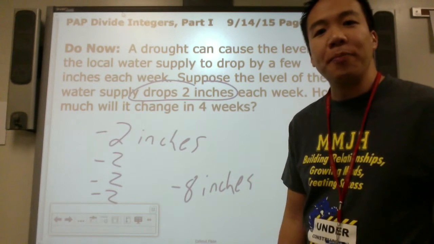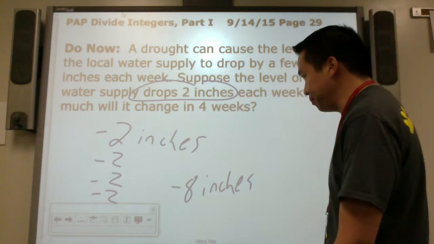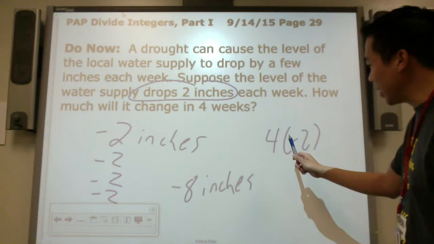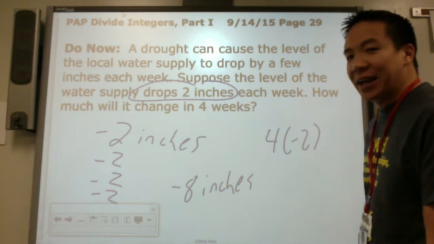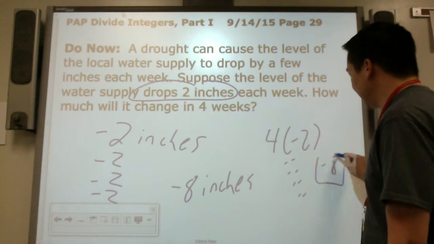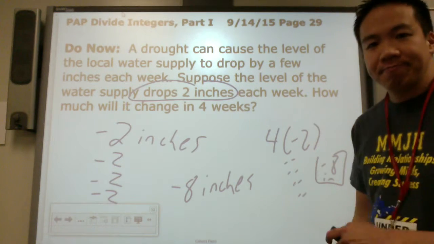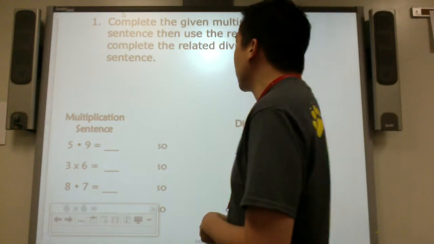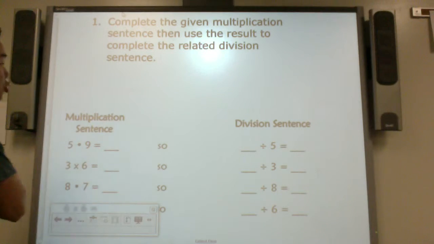What is another way to do repeated addition? Multiplication. So we have 4 groups of -2. -8 inches. So today we're talking about dividing. Complete the given multiplication sentence, then use the result to complete the related division sentence.